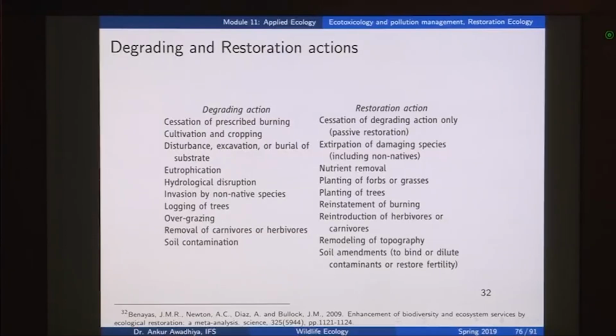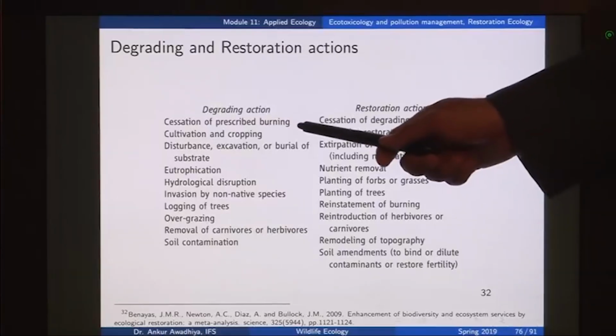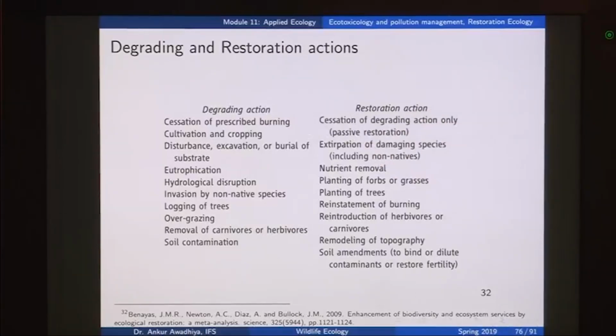Or things like nutrient removal. In the case of eutrophication, you can have nutrient removal by some way, and that would be a restorative activity because it is reducing the impacts of eutrophication. Or planting of forbs or grasses, or planting of trees or afforestation, or reinstatement of burning. So, if you have an area that required a prescribed burning and then you stopped burning that area, if you start it again, that will again be called a restorative action because you will be able to take control.